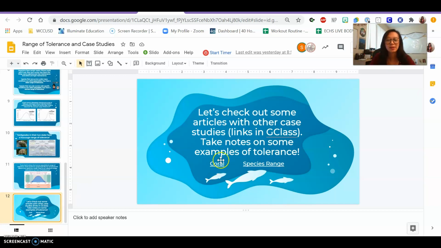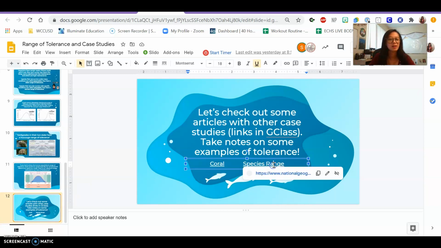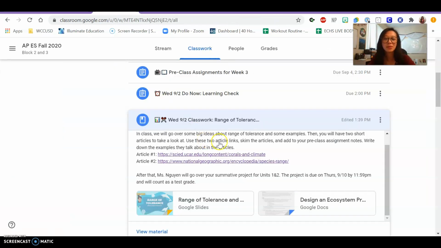So go ahead and make sure you read these articles. You can either click on the links here, or you can go back to Google Classroom and they're linked right there. Cool. And then lastly, we talked about the design an ecosystem project.